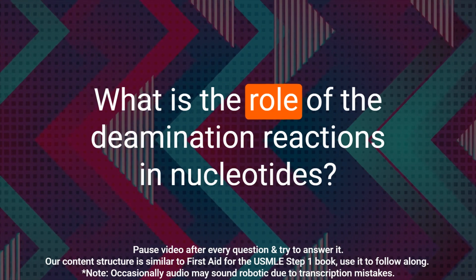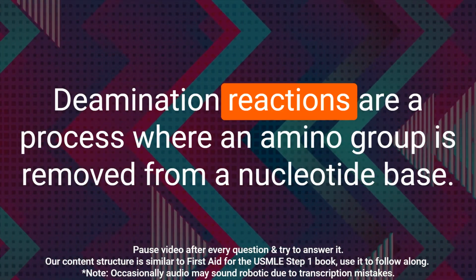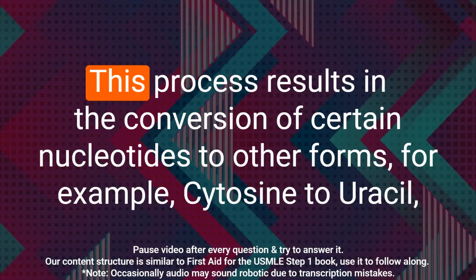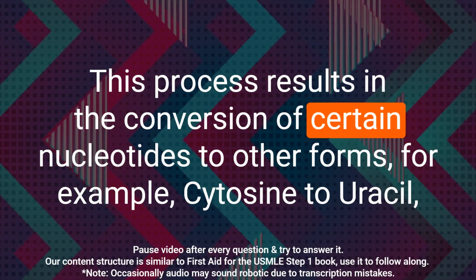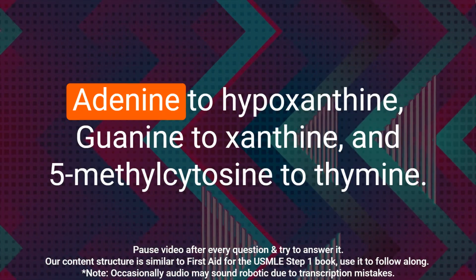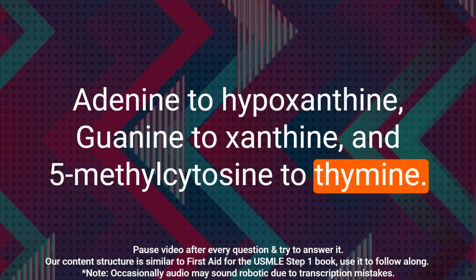Question: What is the role of the deamination reactions in nucleotides? Answer: Deamination reactions are a process where an amino group is removed from a nucleotide base. This process results in the conversion of certain nucleotides to other forms, for example, cytosine to uracil, adenine to hypoxanthine, guanine to xanthine, and 5-methyl cytosine to thymine.